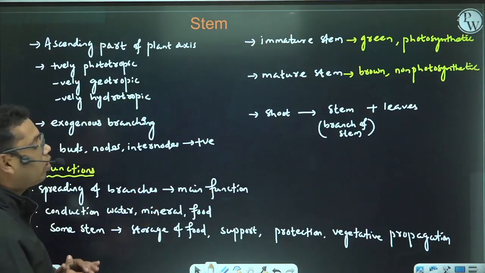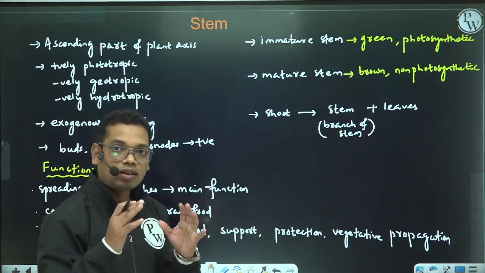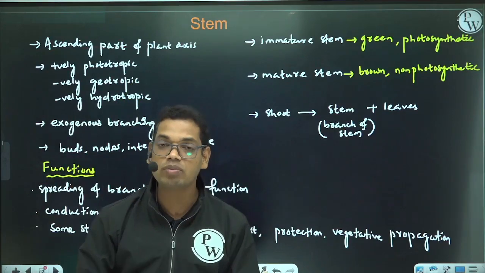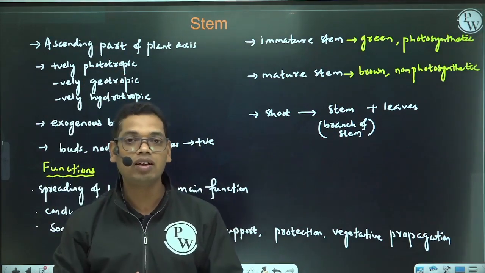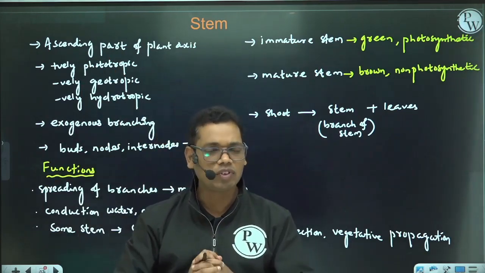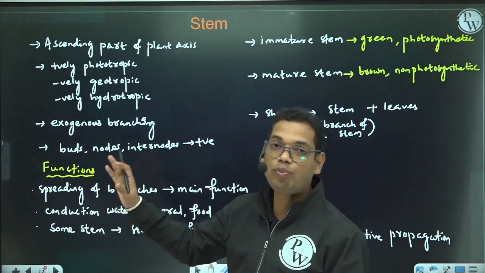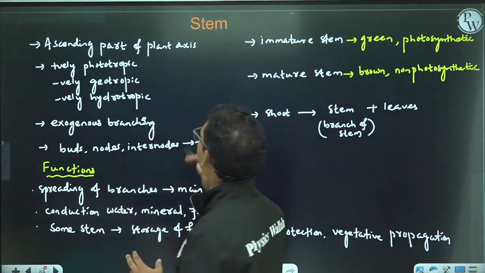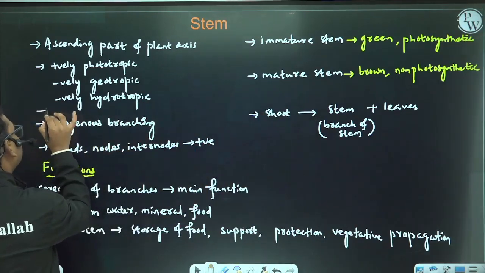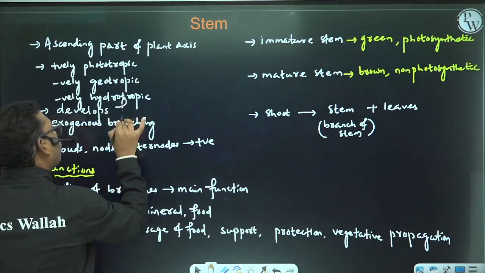Now let us try to understand the second vegetative organ, that is the stem. We know root is the descending part of the plant axis. So what about stem? Stem is the ascending part of the plant axis. Root develops from the radicle of the embryo, whereas the stem develops from the plumule of the embryo. So let me write that point. It develops from plumule.